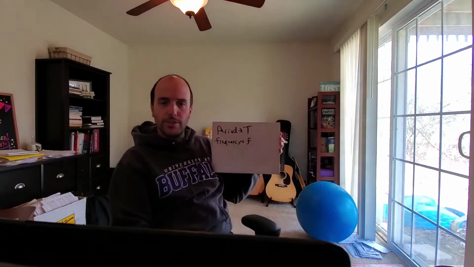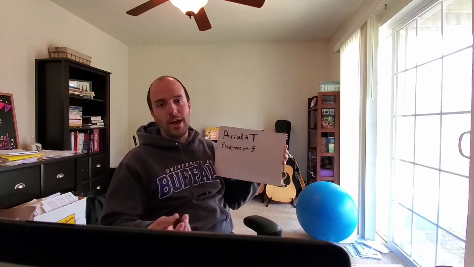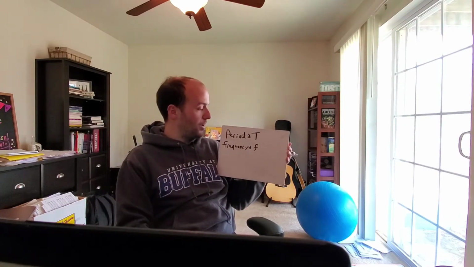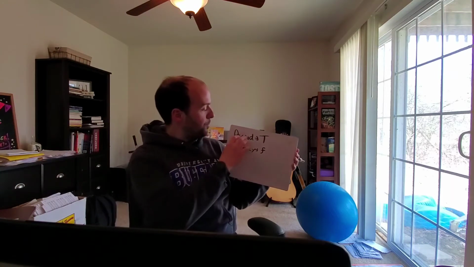Frequency has a symbol, and that is just a lowercase f. I always learned it with a kind of fancy squiggly f. You can make it just a standard f. It doesn't matter as long as it's a lowercase f. So period, time for one cycle, capital T. Frequency, number of cycles per second, that is your lowercase f.